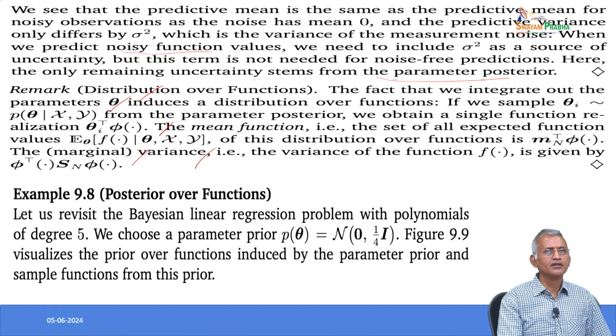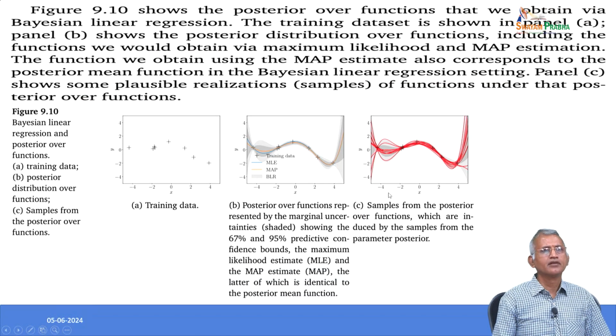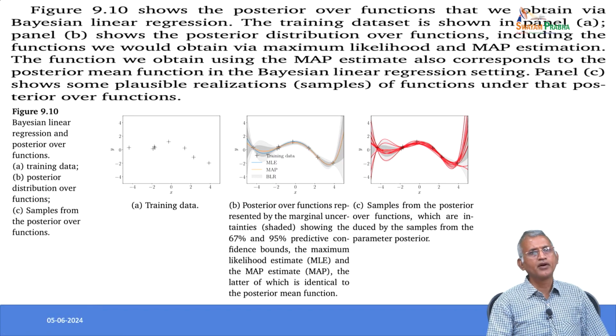So, for example, the posterior over function, let us revisit the Bayesian linear regression problem with a polynomial of degree 5. So, we choose the parameter prior p of theta equal to N of 0 comma 1/4 I. Figure 9.9 visualizes the prior over function induced by the parameter prior and a sample function from this prior. Figure 9.10 shows the posterior over function that we obtain from Bayesian linear regression.